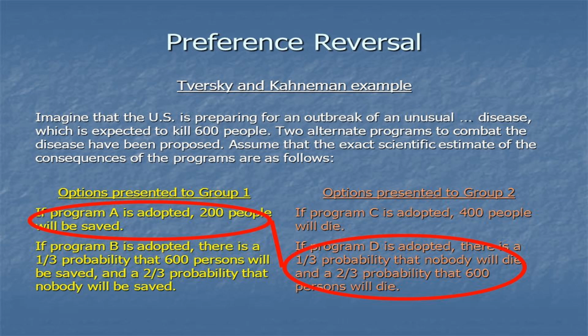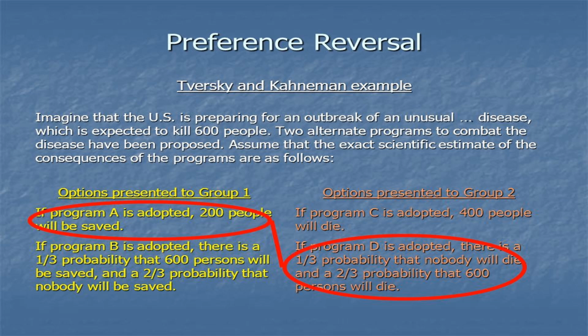So we can see another version of this, again a preference reversal example, from Tversky and Kahneman. Imagine that the US is preparing for an outbreak of an unusual disease, which is expected to kill 600 people. 2 alternate programs to combat the disease have been proposed. Assume that the exact scientific estimate of the consequences of the programs are as follows. So group 1 is presented with 2 options. If program A is adopted, 200 people will be saved. If program B is adopted, there is a 1/3 probability that 600 persons will be saved and a 2/3 probability that nobody will be saved.